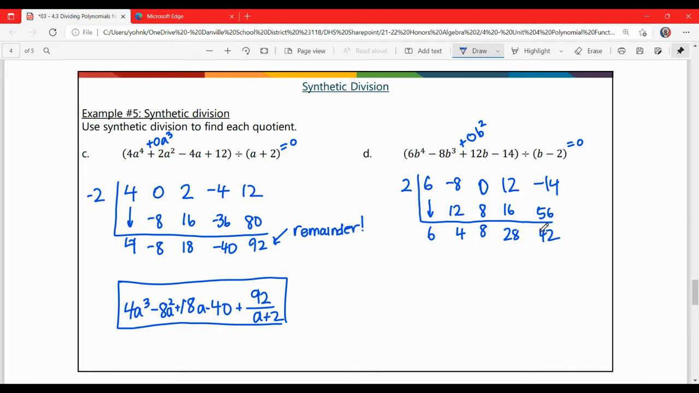So this is my remainder, my constant, my linear, my quadratic, my cubic. 6x cubed plus 4x squared plus 8. These are b's. Make them b's. 6b cubed plus 4b squared plus 8b plus 28 plus my remainder 42 over b minus 2.